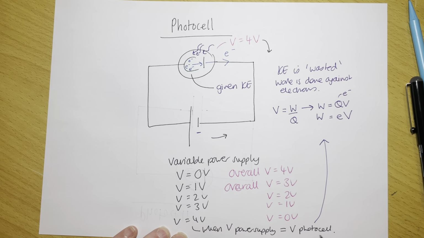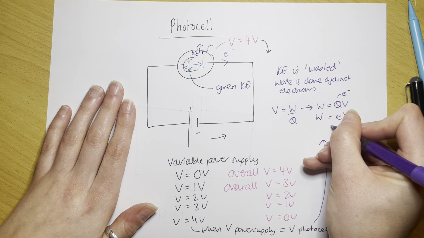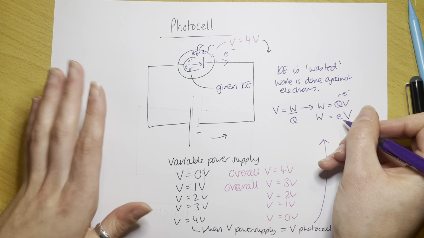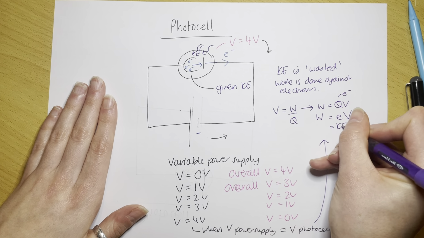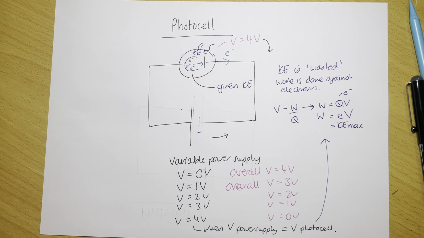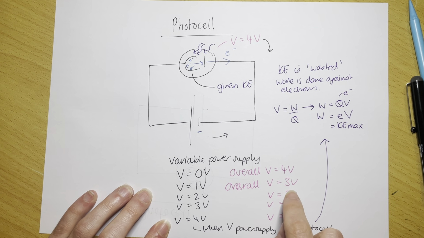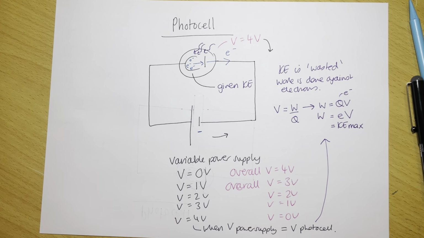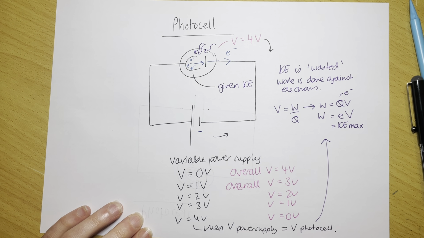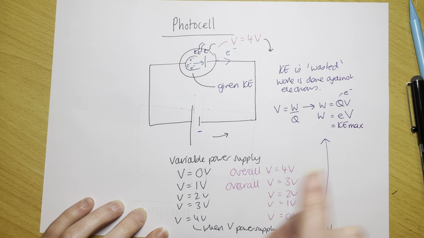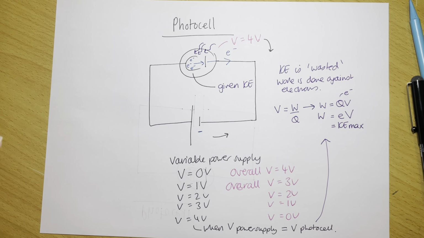And at this point, when the power supply voltage equals the photocell voltage, what happens is that this work done, this E times V, it's not electron volts, it's E times V, is equal to the KE max, because this is the point where the work done completely uses up the maximum KE. Before then, there's still work done in these circumstances, but it's not enough to completely wipe the KE. It's only when the power supply voltage equals the photocell voltage that KE max equals electron charge times the voltage, not electron volt.